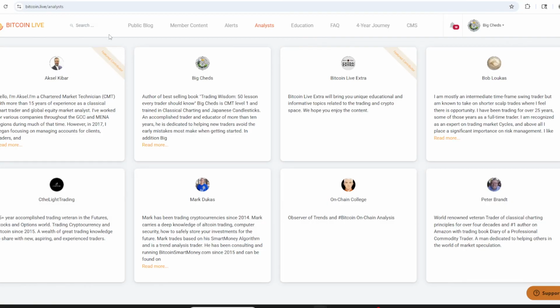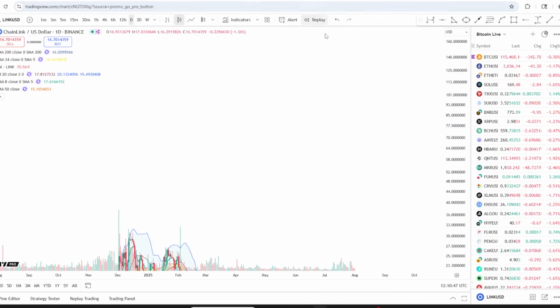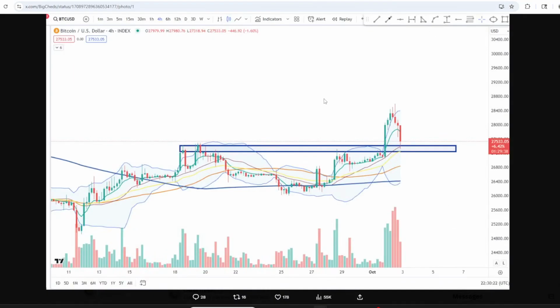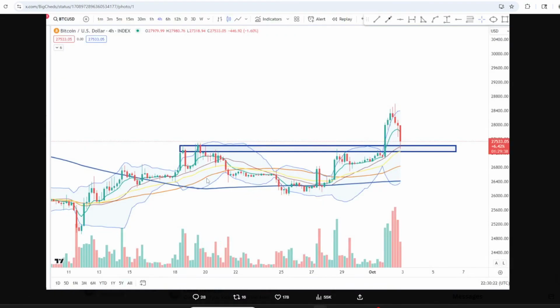For today's lesson, let's talk about the concept of stair stepping. I've tweeted about it. You may wonder, what is this guy talking about? What does it mean? Well, Bitcoin, for example, if the 4H is going to stair step, it would be here. What does it mean? What is a stair step?